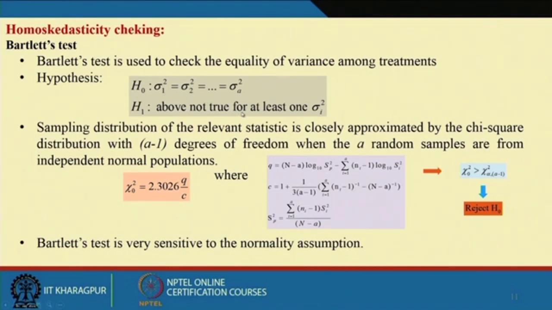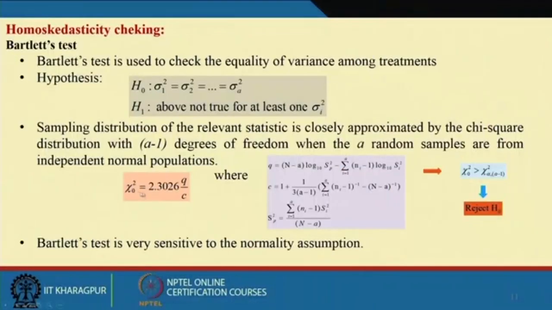Then you require an appropriate statistic that talks about the null hypothesis, and under the null hypothesis that statistic is chi square, which was developed by Bartlett. So what Bartlett has done is that chi square is 2.3026 times q by c, and this quantity follows a chi square distribution with a minus 1 degrees of freedom. If you ask me how it is derived, it is not your job; it is the statistician who has made it, Bartlett has done it.